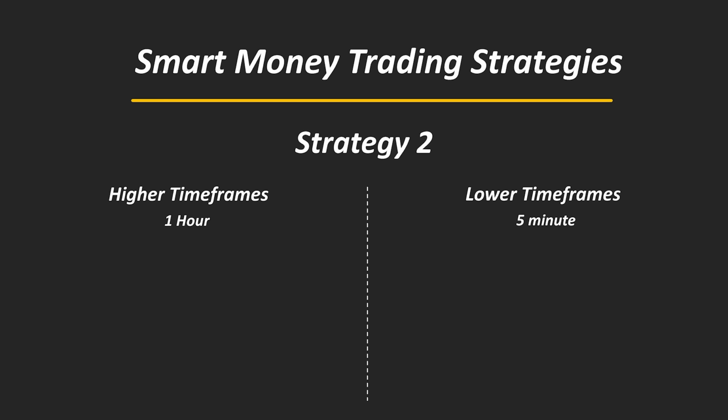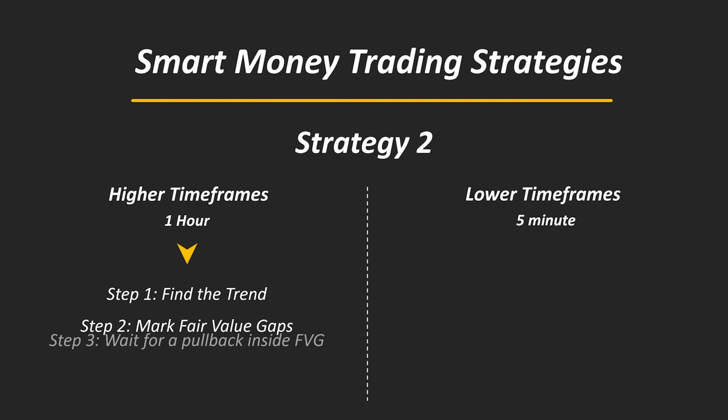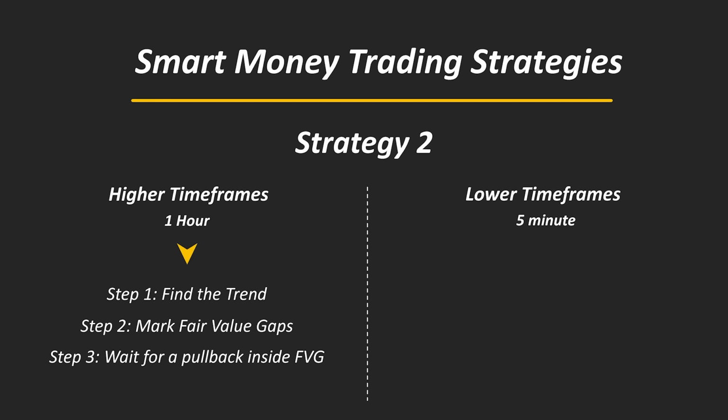On the 1-hour chart, we analyze the market structure to find the trend. Look for breaks of structure and changes in character to find the direction. Then we mark the fair value gaps, which serve as our optimal trading zones. Then, we wait for the price to pull back inside the FVG area and then switch to the lower time frame. On the 5-minute chart, all we need is an entry reason to set up the trade.